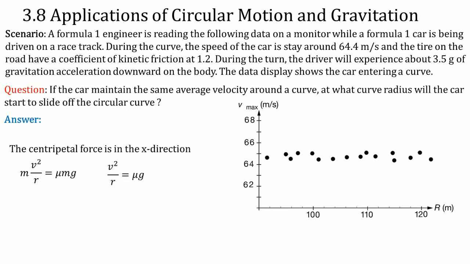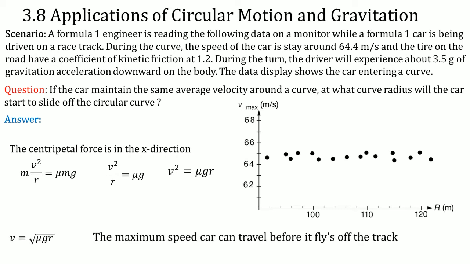The mass is cancelled. Multiply by r. You get v squared is equal to mu gr. So if you take the square root, you can see that when velocity is equal to the square root of mu gr, this is the maximum speed the car can travel before it starts to fly out.